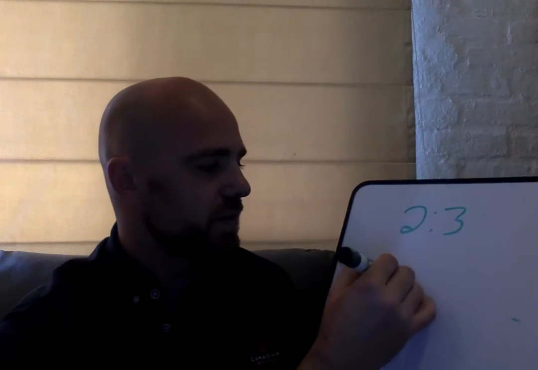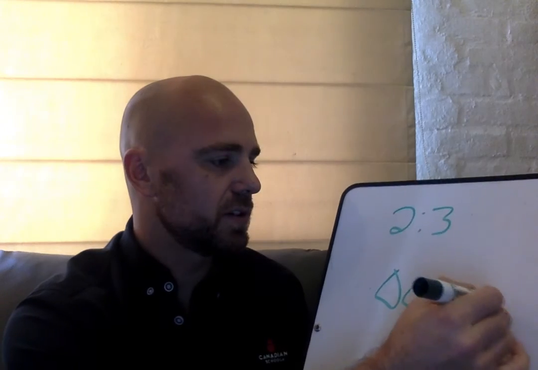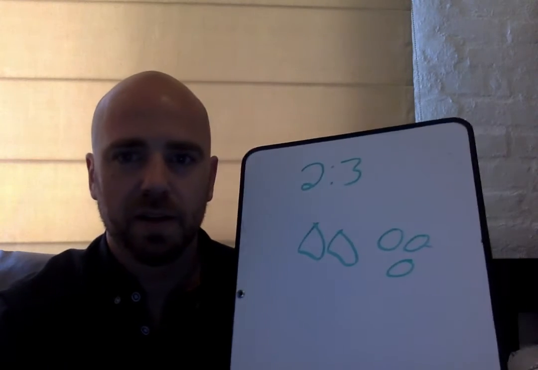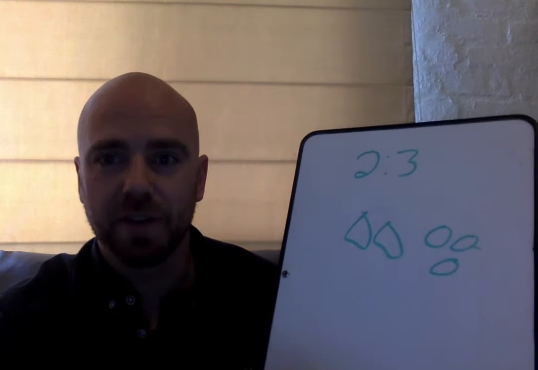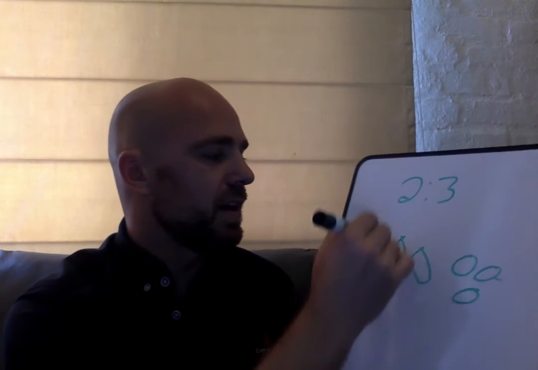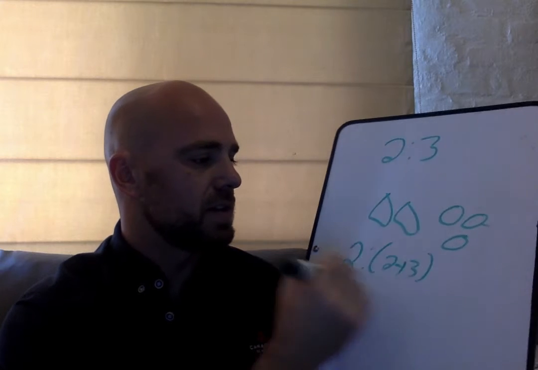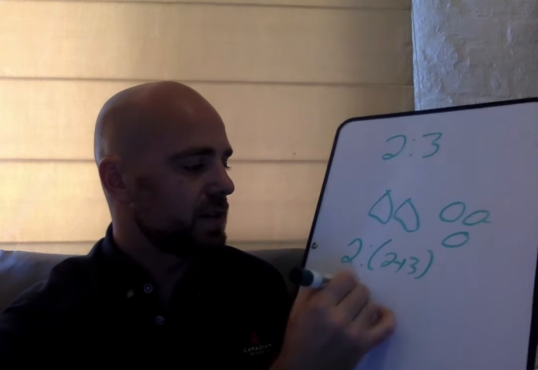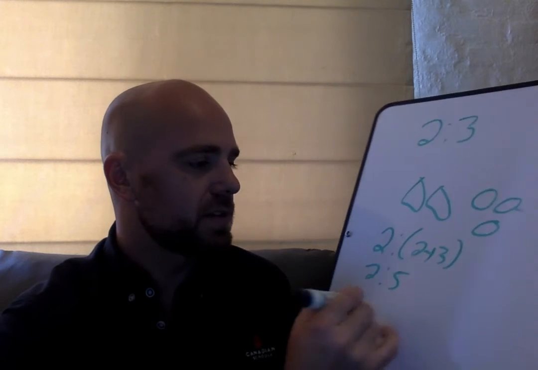So if this was, for example, triangles versus circles, we have 2 triangles to 3 circles. How many total shapes are there? Well, there's 5. So we can say it's 2 to 2 plus 3. We're adding them together, which gives us 2 to 5. Okay, so let's do it again. This time you can do it.